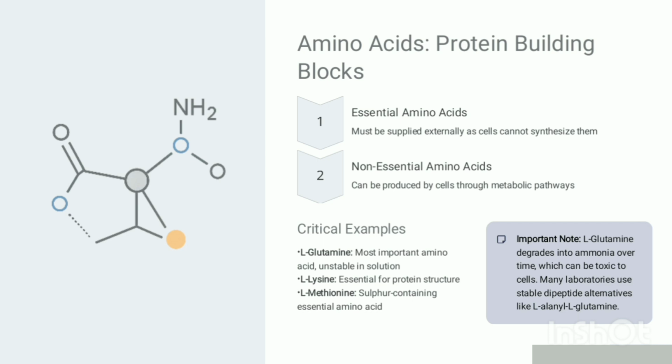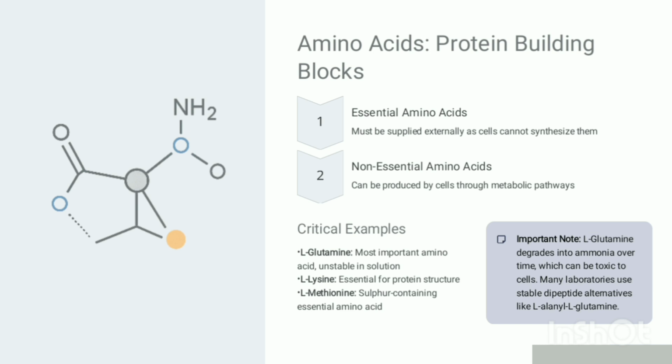Non-essential amino acids. These can be produced by the cells themselves through various metabolic pathways. Critical examples: L-glutamine, often considered the most important amino acid in culture, though it is famously unstable in solution. L-lysine, an essential amino acid crucial for maintaining protein structure. L-methionine, a sulfur-containing essential amino acid.